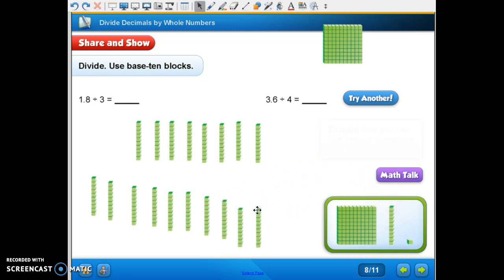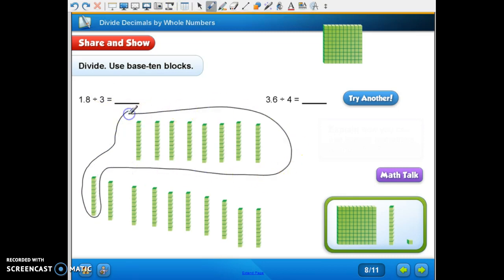Okay, now we have to have 3 groups. So I know that there are 9 threes in each group. So I'm going to circle groups of 9. So each group is 9 tenths.